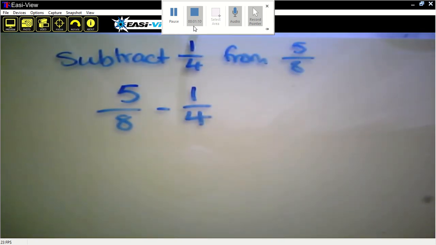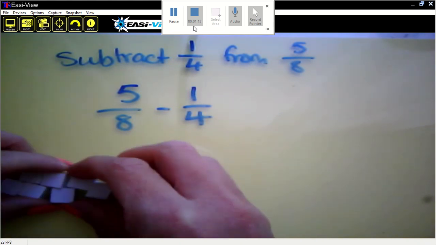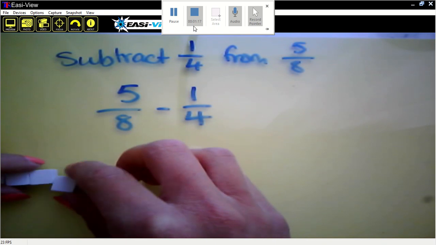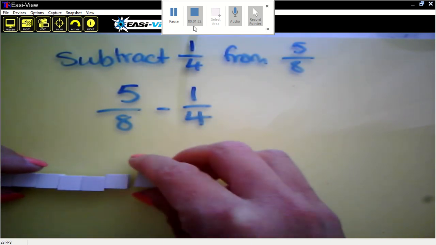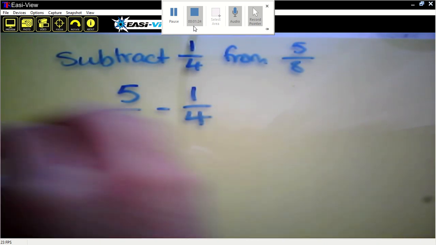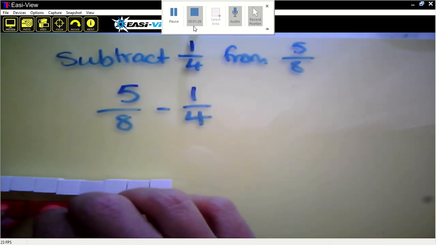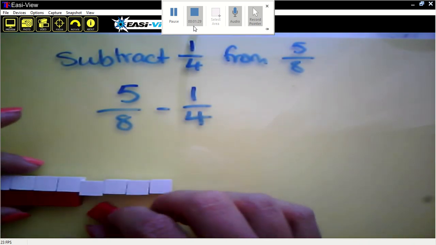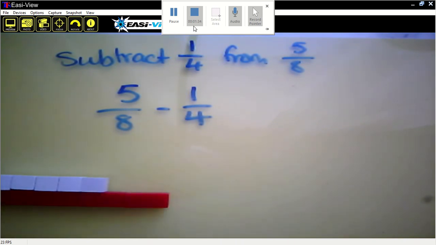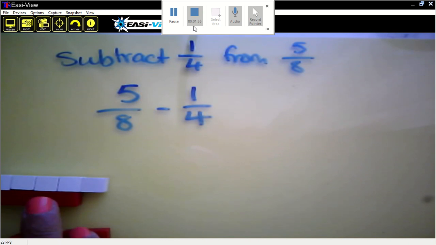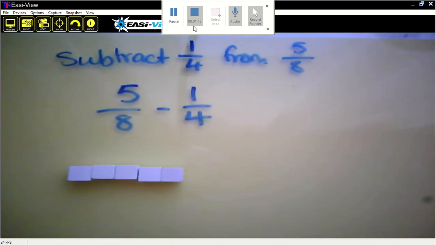Okay, so my whole is going to be 8 equal parts. 1, 2, 3, 4, 5, 6, 7, 8, and I need my quarters just so I can see that I've got comparable bars so that they're equal. Okay, and I only want 5/8, so I'm going to take those away, and I'm going to take these away as well so that I can see that I've got my 5 equal parts. Oh, sorry, I hadn't realised that was off the screen.